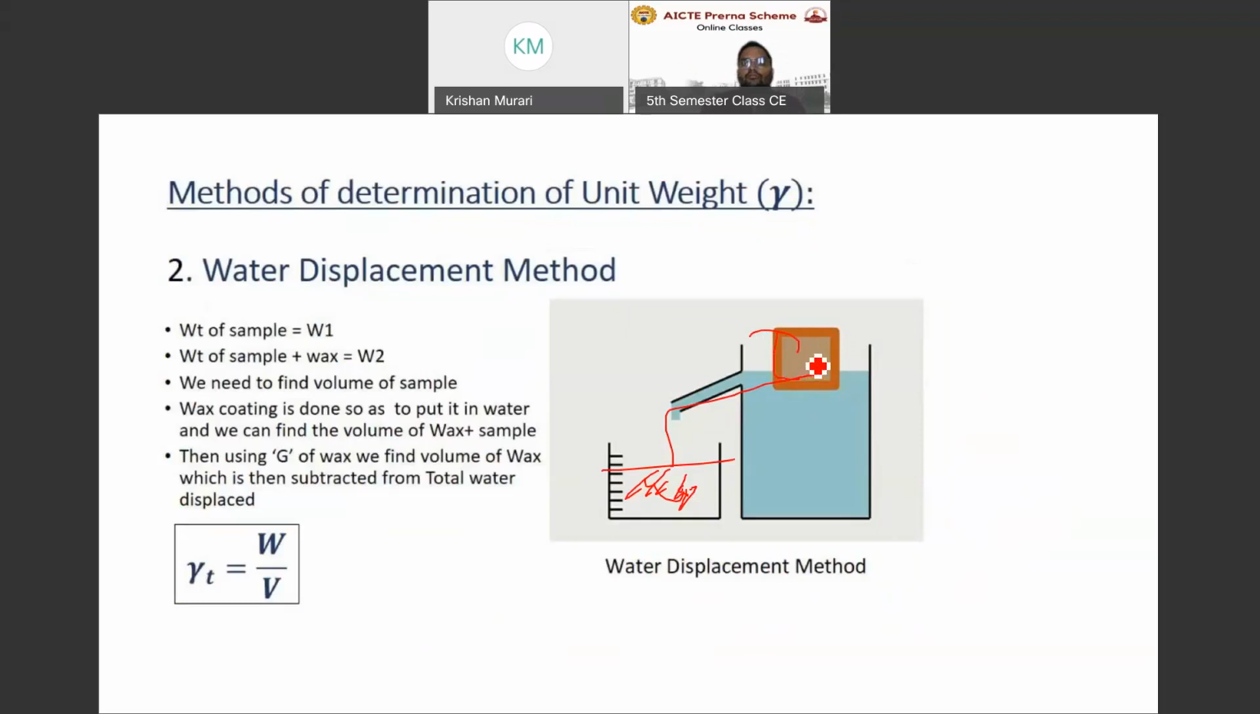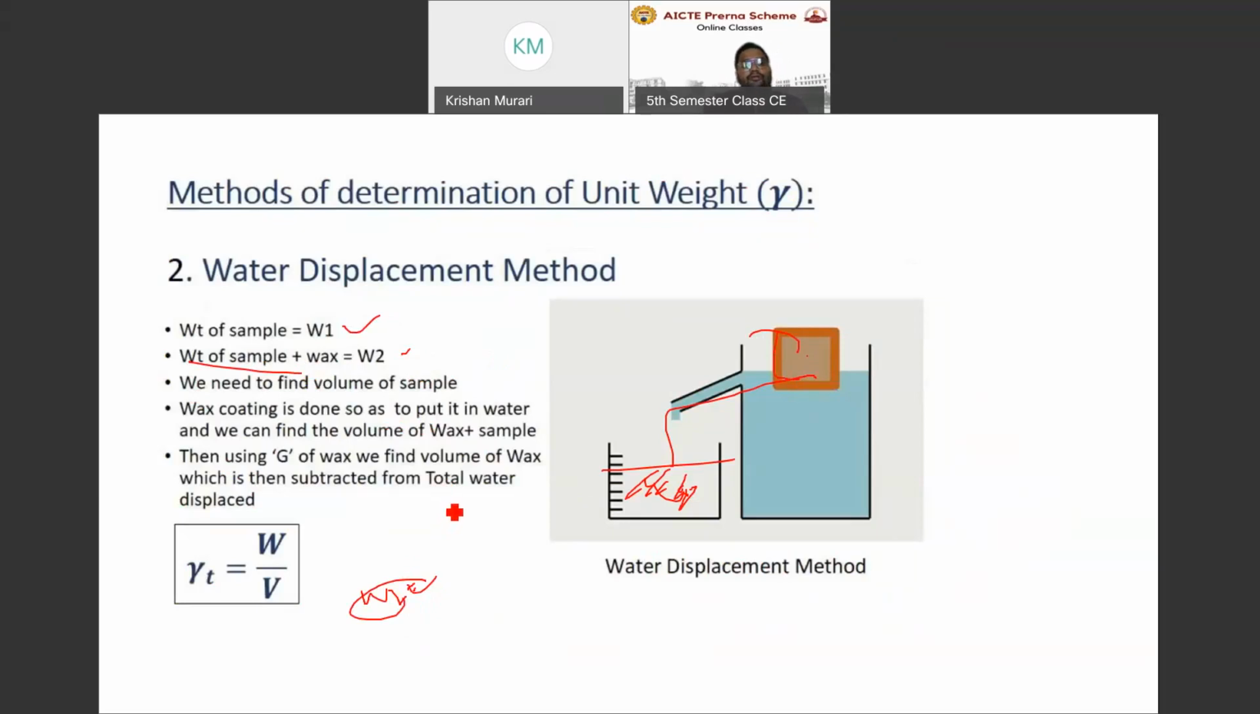Here we calculate the total weight of wax plus solid. Firstly, the weight of the sample is W1. Second, the weight of sample plus wax is W2. You take a sample, that is W1, and weigh it here. If you coat the sample with paraffin wax, you can also weigh that, W2.